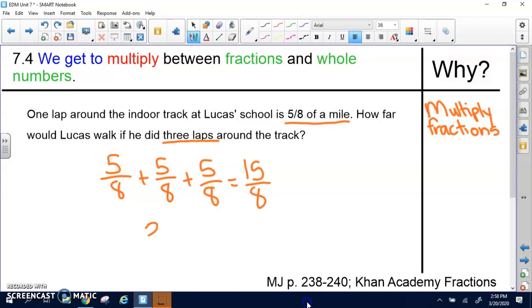Or we could multiply it. 3 times 5/8. 3 times 5 in the numerator is 15. We do not change the 8s. We come up with 15/8.